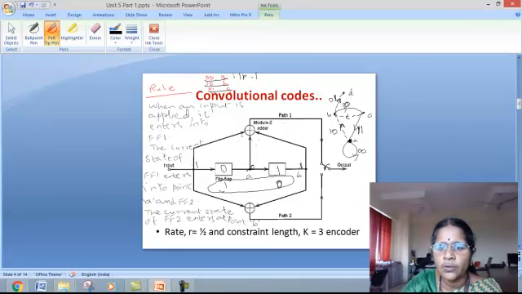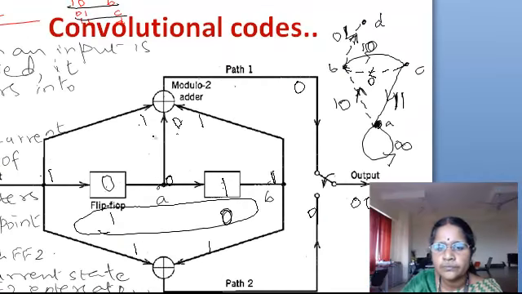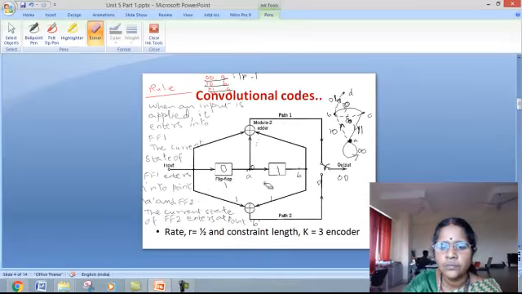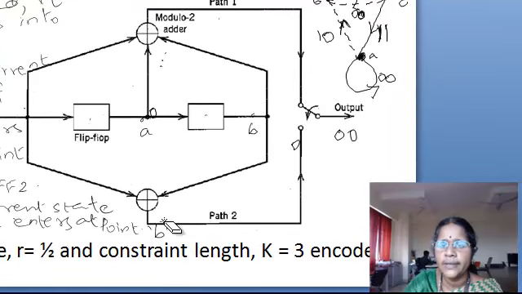The output would be 1, 0, 1. So 1 plus 0 is 1, 1 plus 1 is 0. And here it is 1, 1, 1 plus 1 is 0. So the output is 0, 0. And next state is D.